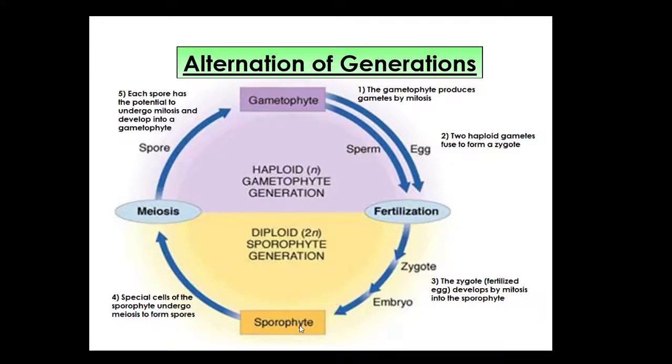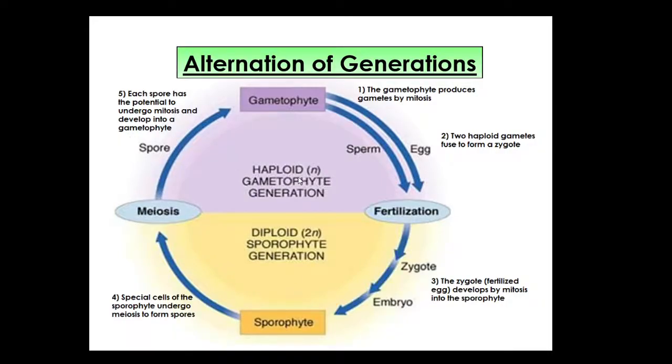So this sporophyte, when the time is right, when it's mature enough, when it has enough food, when the conditions are right, is going to have special cells of the sporophyte. They will undergo meiosis to form spores. So they undergo meiosis and produce spores.